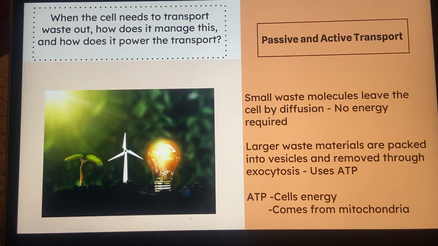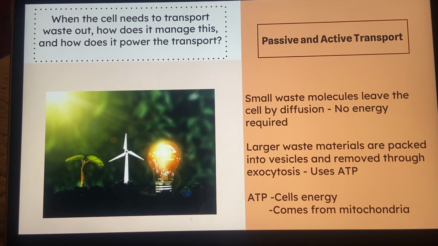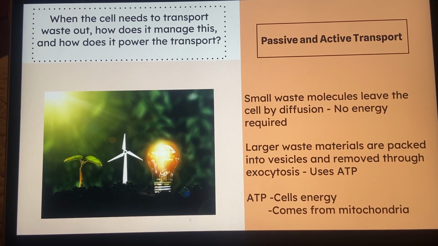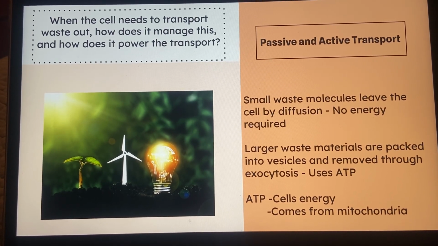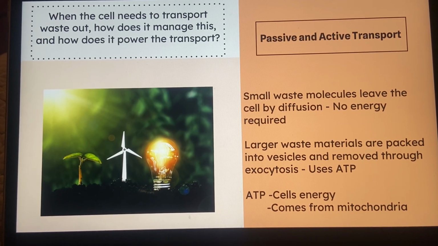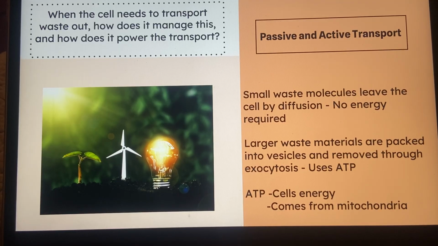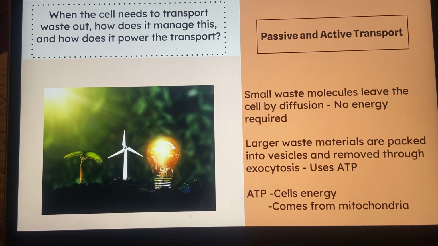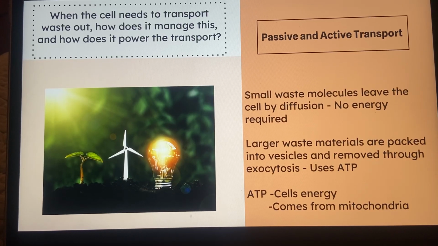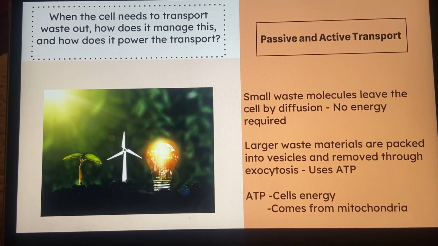When the cell needs to transport waste out, how does it manage this? And how does it power the transport? The method of waste transport depends on the size and nature of the waste. Small, uncharged waste often leaves the cell through diffusion, moving directly across the plasma membrane down its concentration gradients.